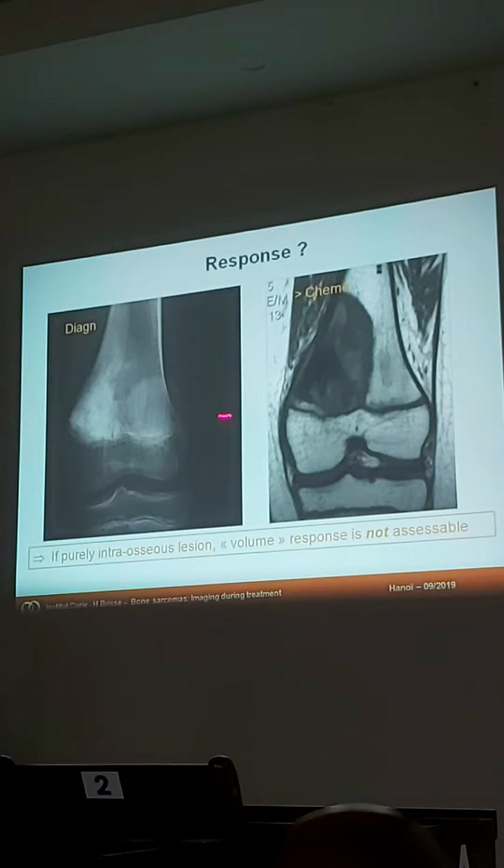No, because at the beginning there was only intraosseous disease. There was no soft tissue involvement. It was very early diagnosis, so we cannot assess the reduction of the soft tissue. It's impossible to measure the volume response of this tumor. So we just don't know.